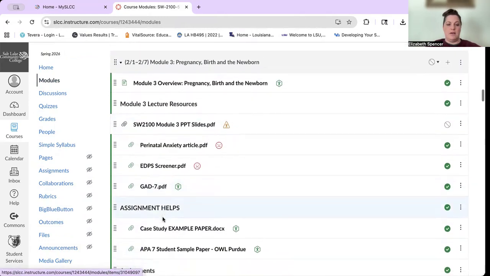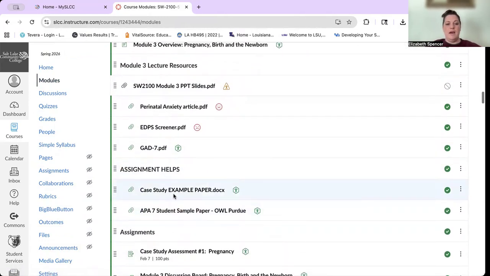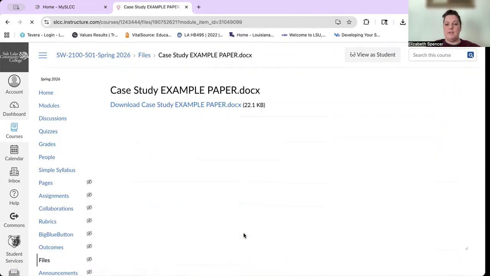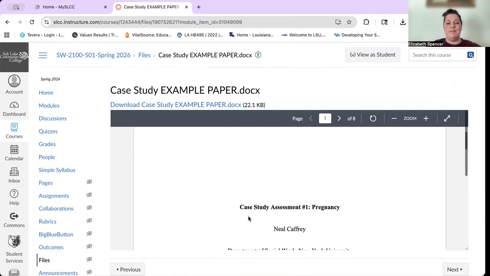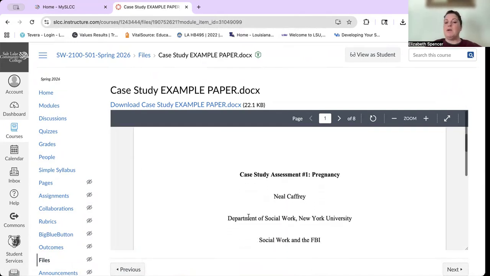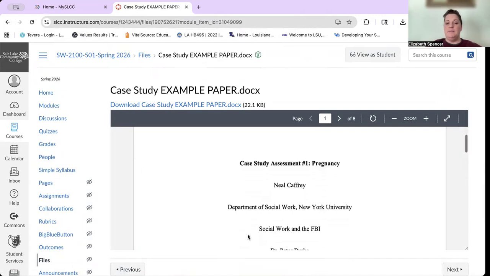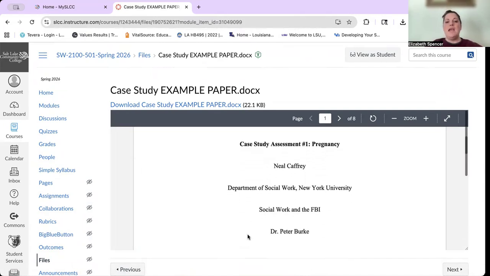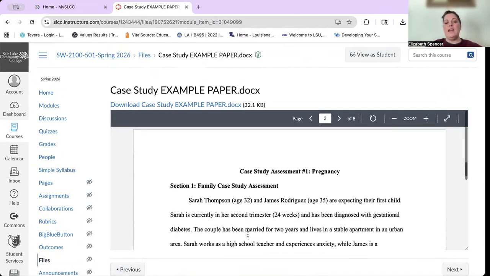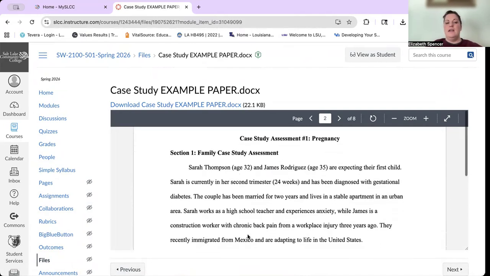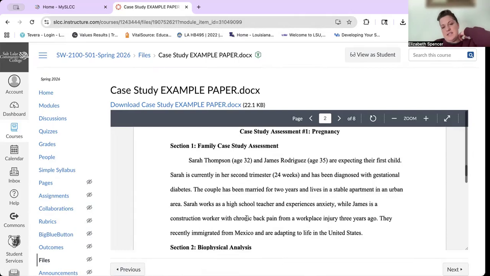So for the case study, let me just go down here. Here we are, Module 3. I just want to show you this case study example paper. It's going to be a 5 to 7 page paper that you'll be writing. I know that sounds intimidating right now, guys, but believe me, the way it's broken up, it will be fairly straightforward and simple. Make sure you have a title page. Then you're going to have these different sections.